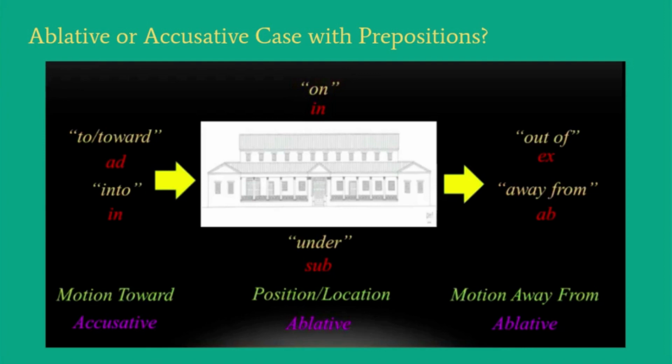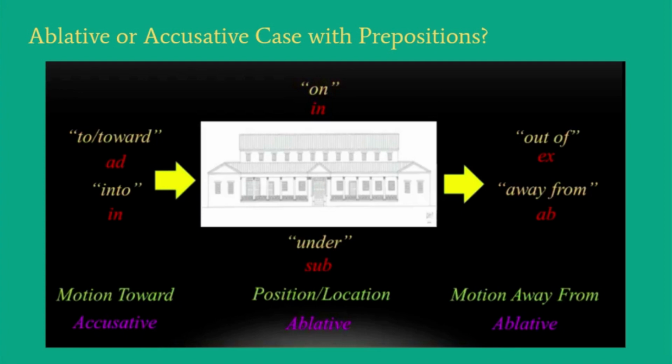Now, when we get to the middle of the chart, you're talking about position and location. You can still use the preposition in, which might be a little confusing, right? Because in can mean either into or inside or on, depending on what you're saying. But if you're showing the position or location of something, so in other words, if I wanted to say I'm standing inside the house, in the house, my noun would be ablative. That's where the ablative comes into play.